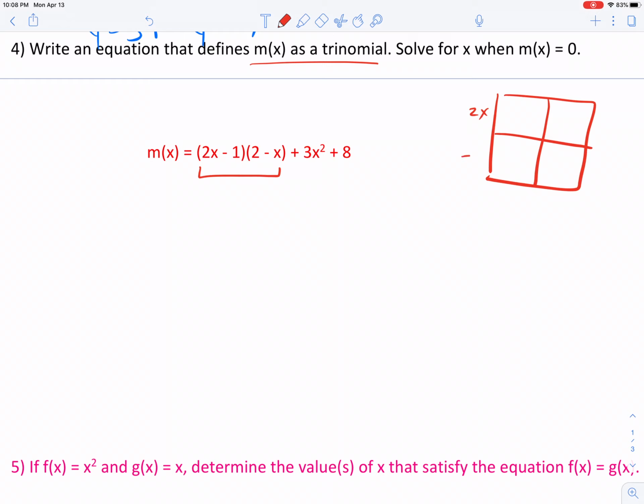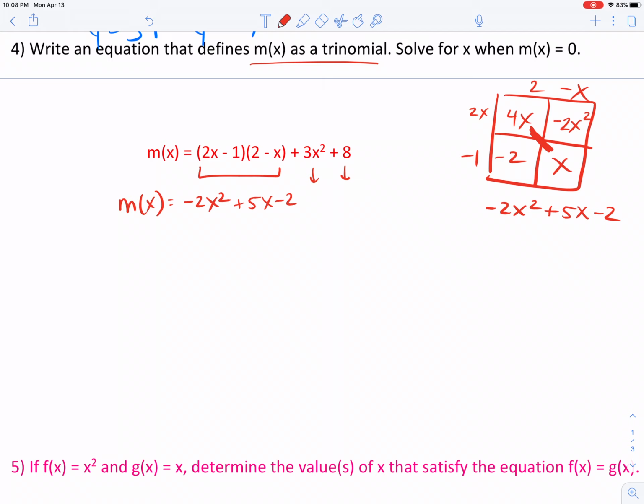We want 2x minus 1 times 2 minus x. We have 4x minus x, and 2x is negative 2x squared, negative 2, and positive x. So I'll put the negative 2x squared in the front. Here the like terms are over here. 4x and 1x is 5x, and minus 2. So I have m of x equals negative 2x squared plus 5x minus 2. Bring down the 3x squared and the 8.